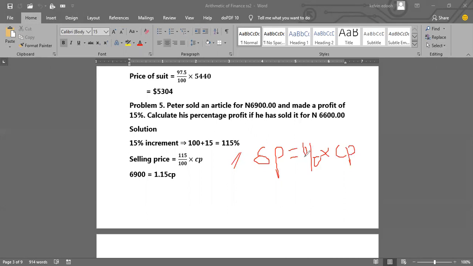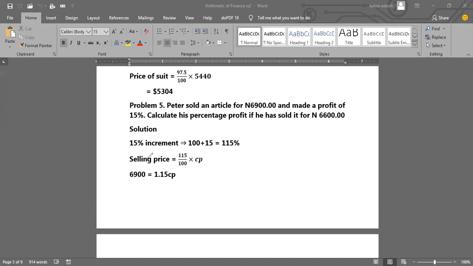So the percentage increment. With their question now, the guy made a profit of 15%. So that percentage, 15% profit, will be 100 plus 15%. Remember, you are increasing the cost price by 15%. So if you increase the cost price by 15%, it implies that to calculate the selling price is that percentage increment times the cost price. Clear? Okay.